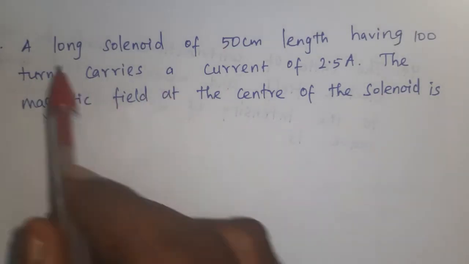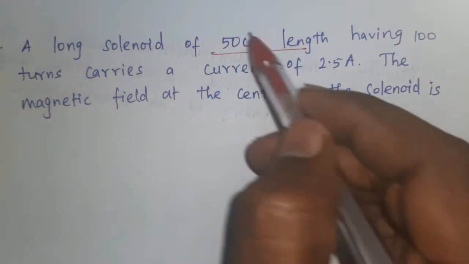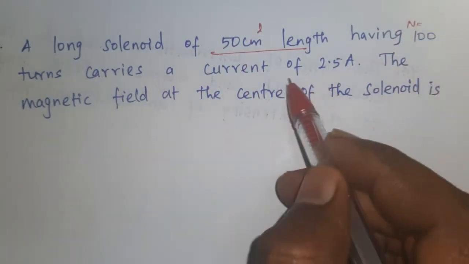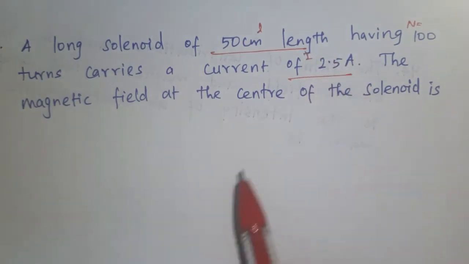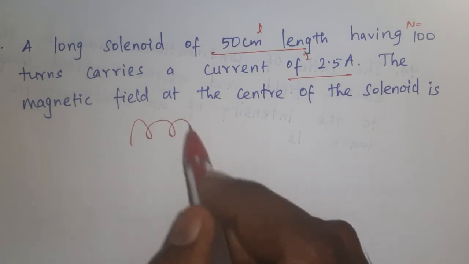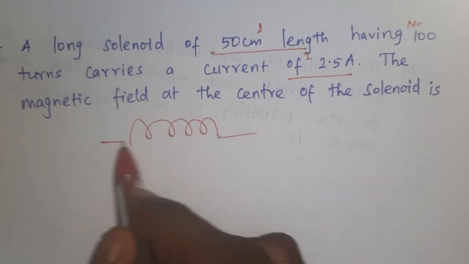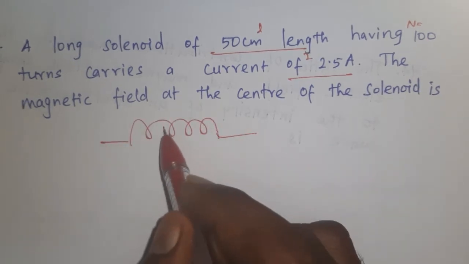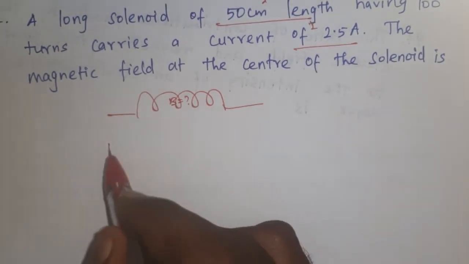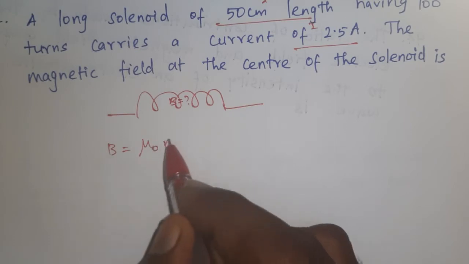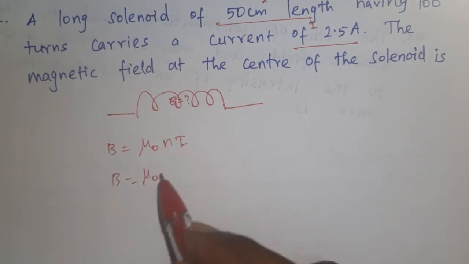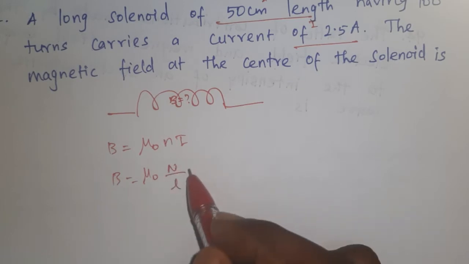Question number 92. A long solenoid of 50 cm length having 100 turns carries a current of 2.5 ampere. The magnetic field at the center of the solenoid is? So we have to find the magnetic field at the center of the solenoid. Let us consider this as a solenoid. The magnetic field inside the solenoid is B = mu naught n I, where n is the number of turns per unit length, so B = mu naught (N/L) I.